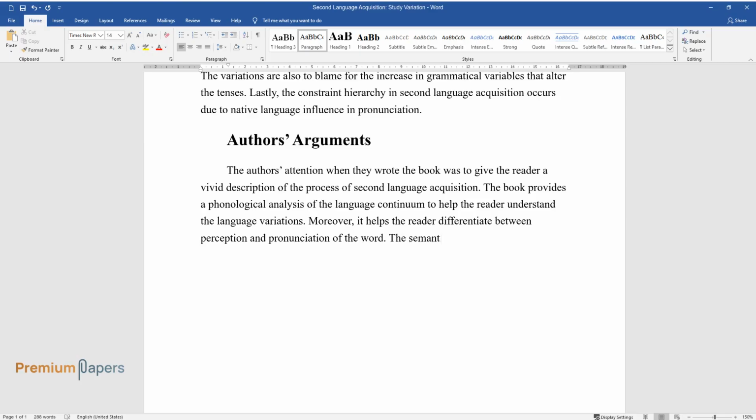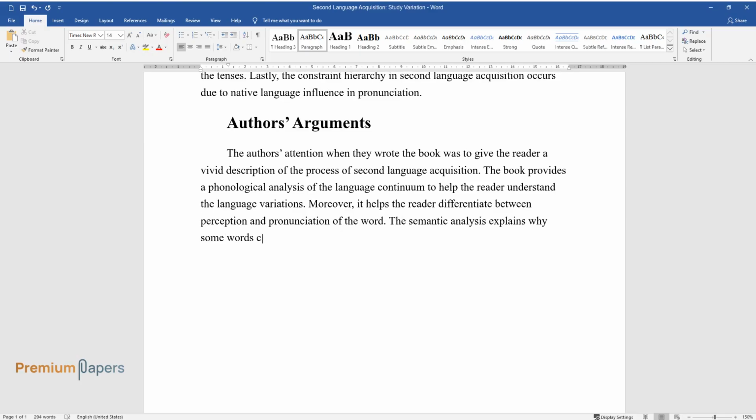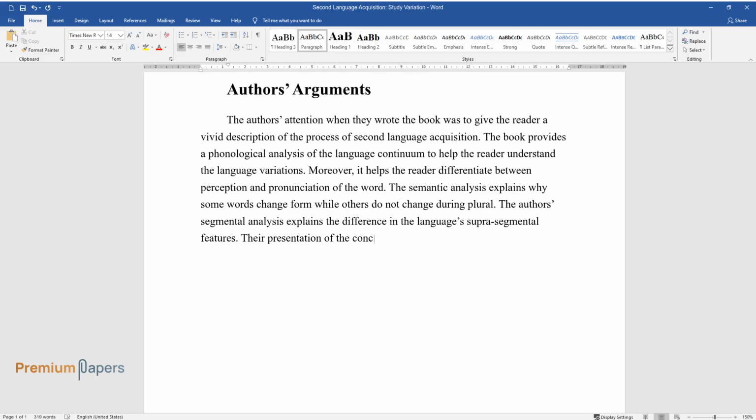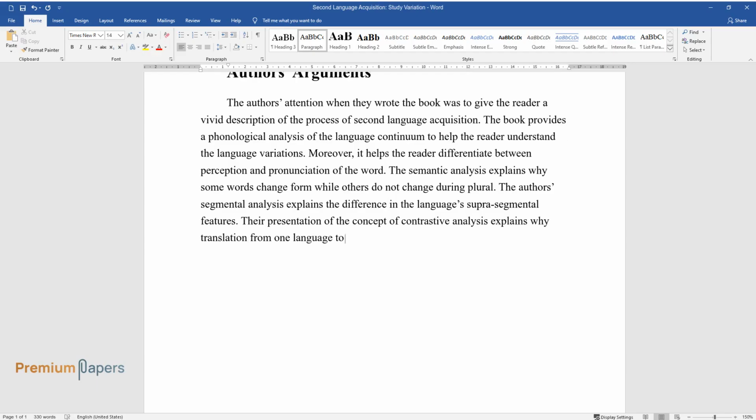The semantic analysis explains why some words change form while others do not change during plural. The author's segmental analysis explains the difference in the language's suprasegmental features. Their presentation of the concept of contrastive analysis explains why translation from one language to another is likely to change the sentence structure.